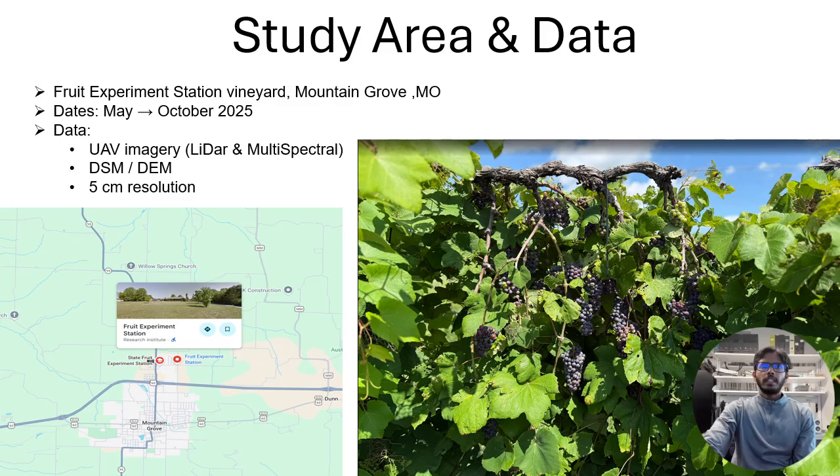So the study area is the Fruit Experiment Station Vineyard in Mountain Grove, Missouri. Data was collected from May to October 2025 using UAV imagery, including LiDAR and multispectral inputs, and processed at 5 cm resolution for row-level detail.